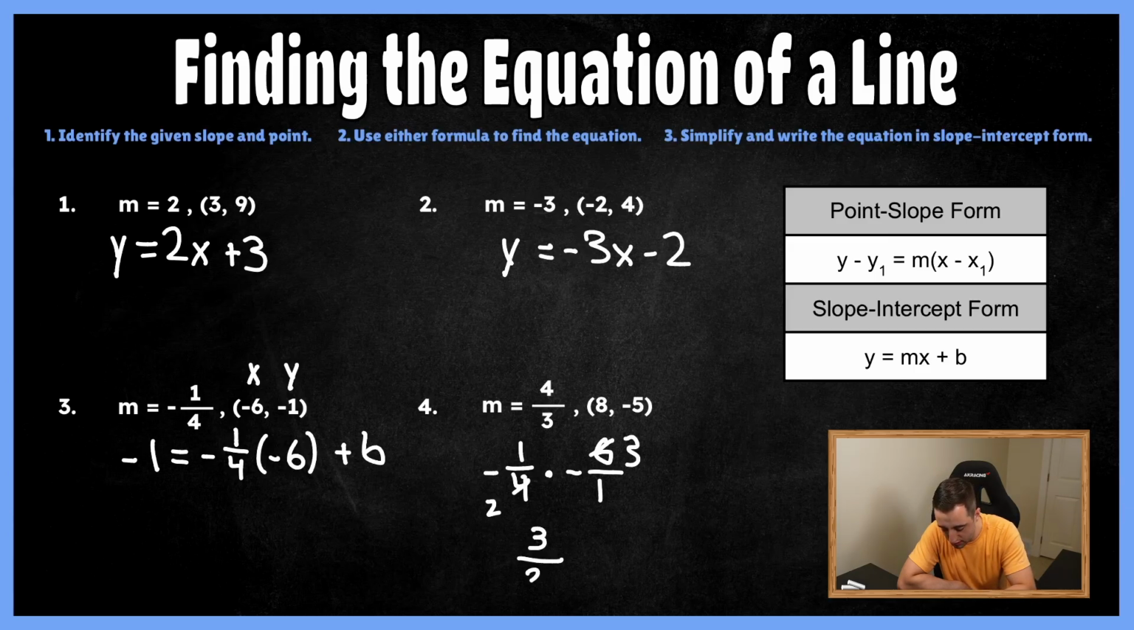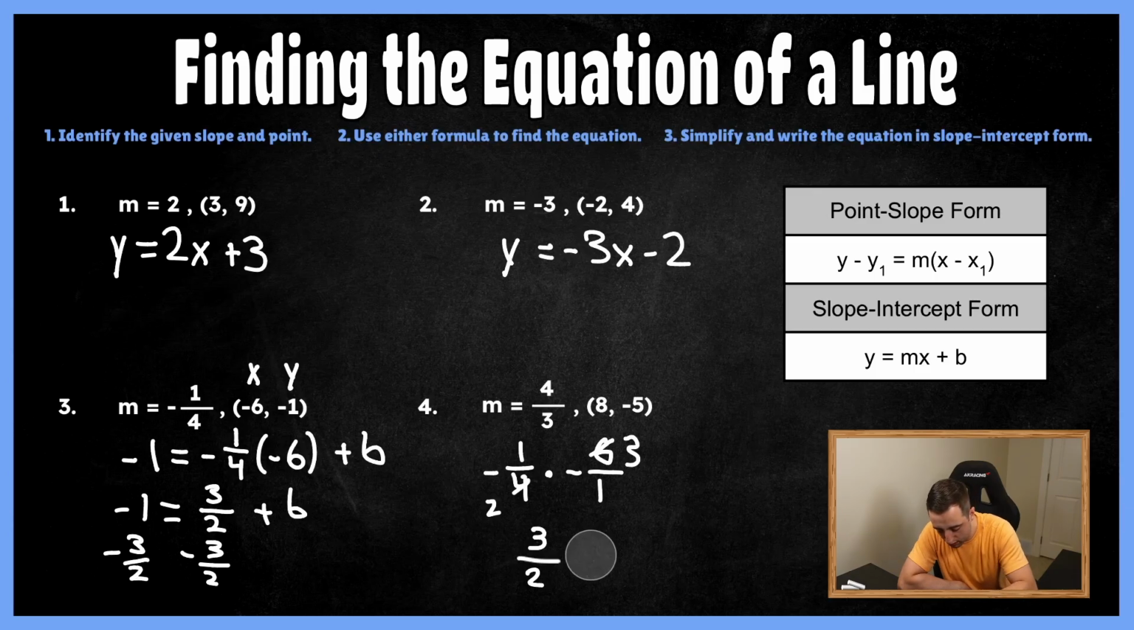2 times 1, that's 2. We have a negative times a negative. That turns to a positive. So now we have negative 1 equals positive 3 halves plus b. And then to get b by itself for that y-intercept, we need to subtract 3 over 2 on both sides.